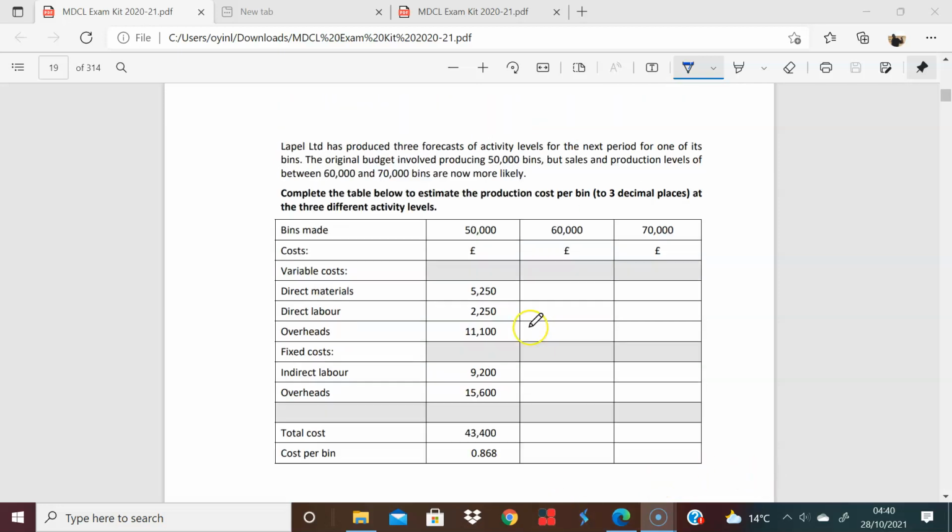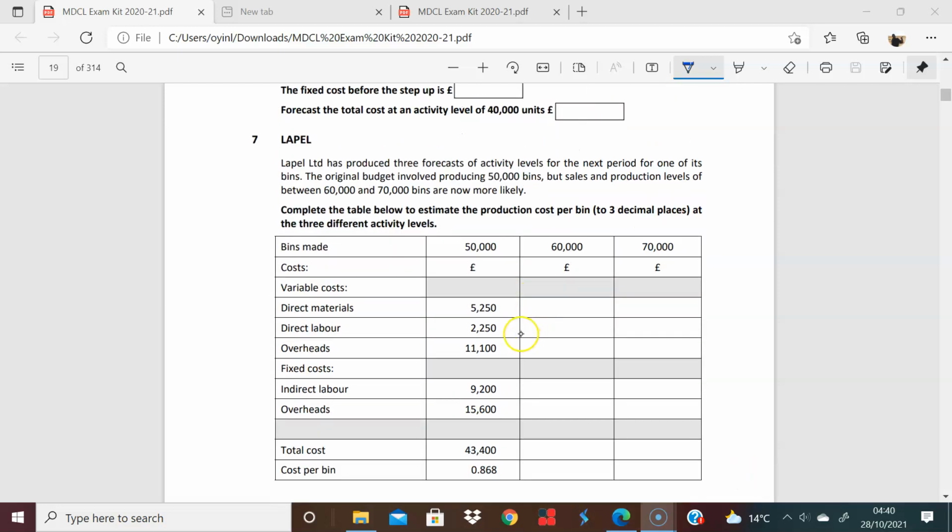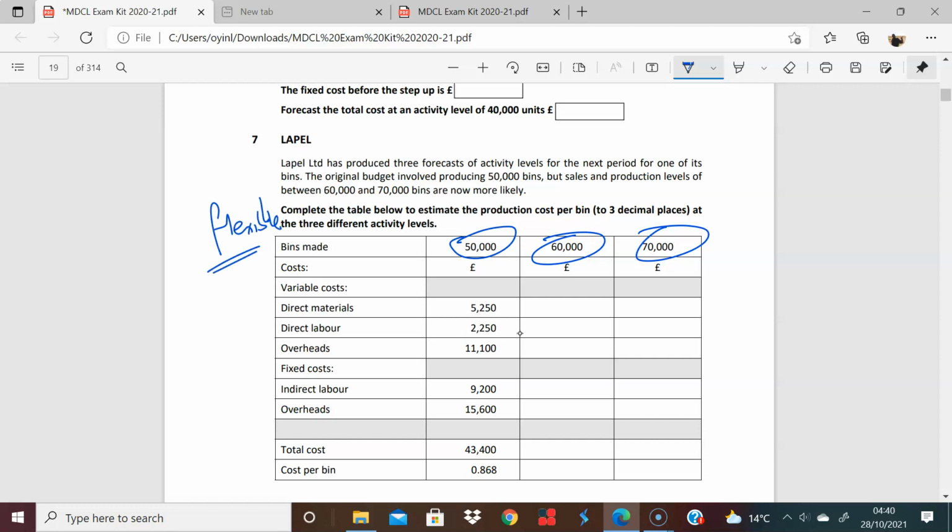Okay, let's look at question seven. I think again it's good practice. What I will do is focus on one of them, and then that means you can do the next one. But let's look at it. Lapel has produced three forecasts. So this is like a flexible budget, because you're doing it for a number of units, a number of different activities. This is referred to as a flexible budget.